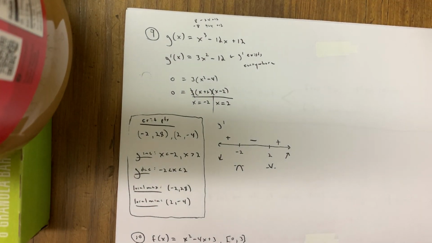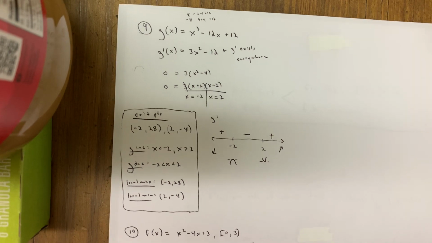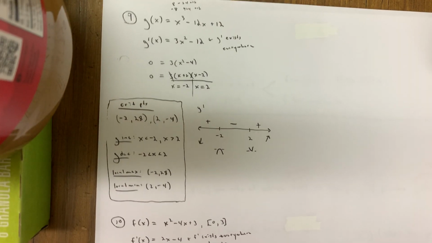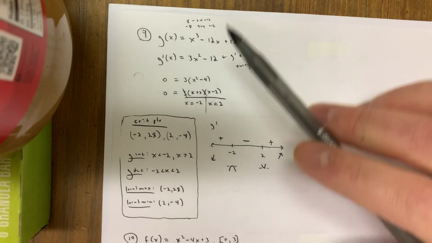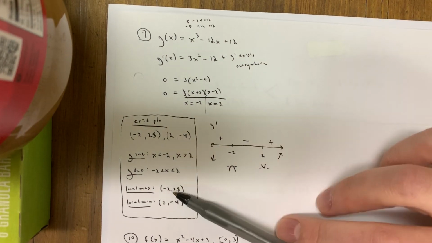Okay, if you're not able to print, I apologize. I wish there was a better way to go about stuff like this. But regardless, here we did the first derivative test on G right here, got that information.